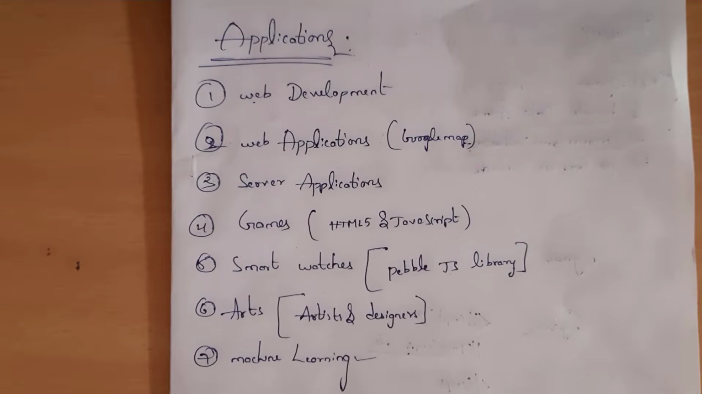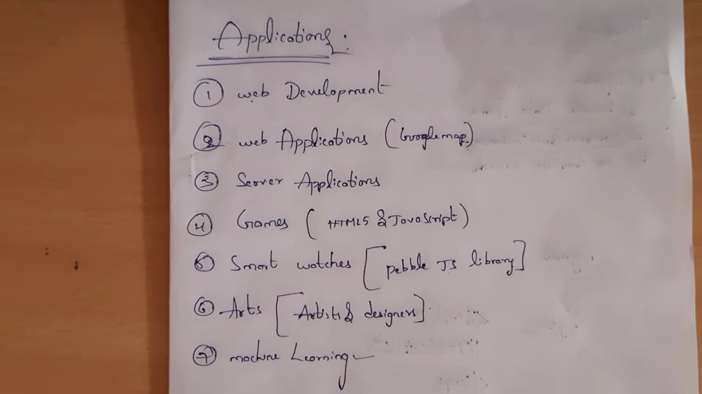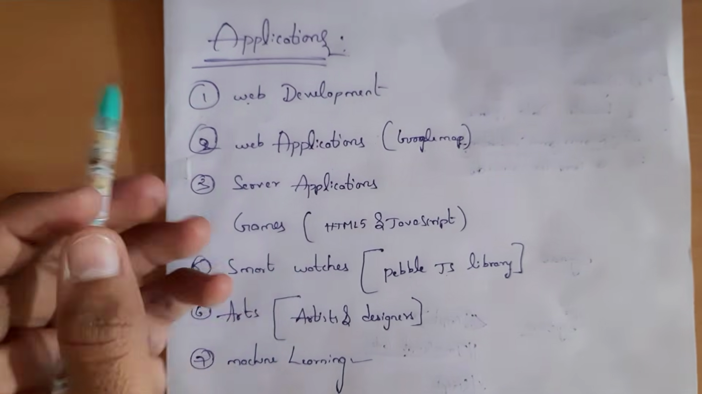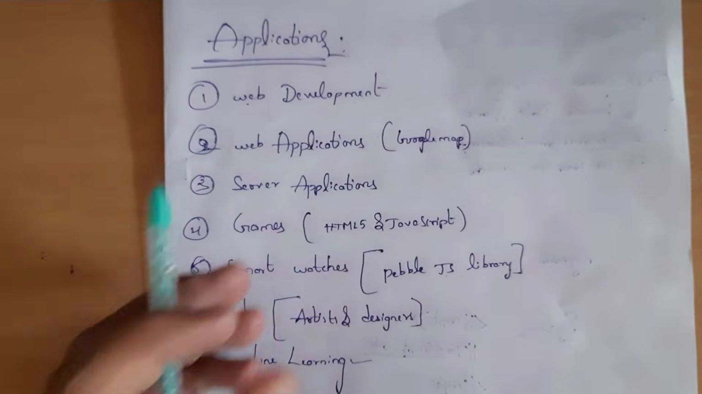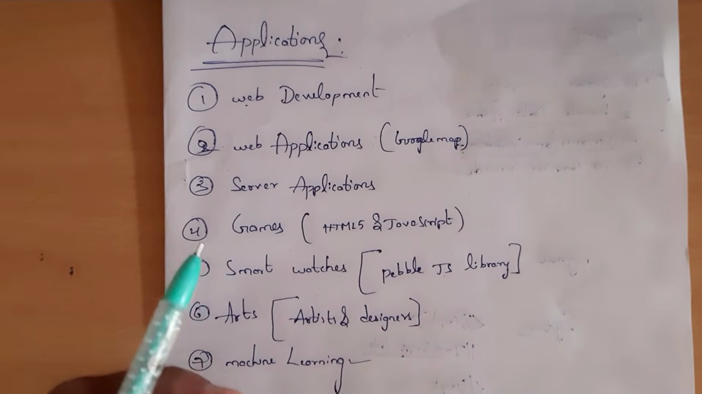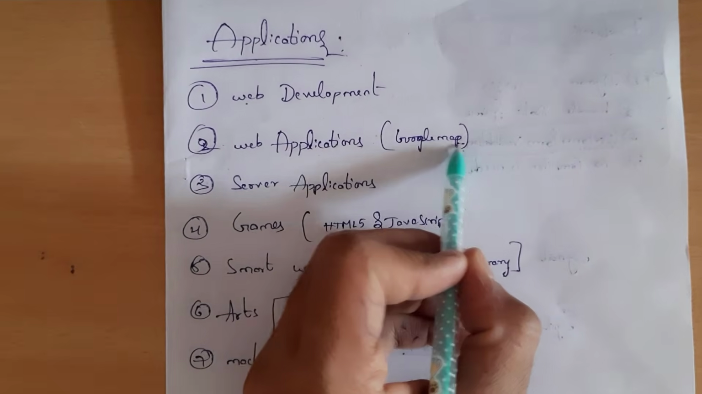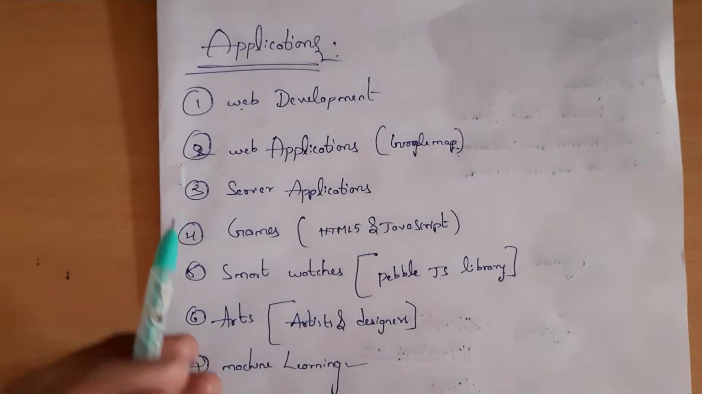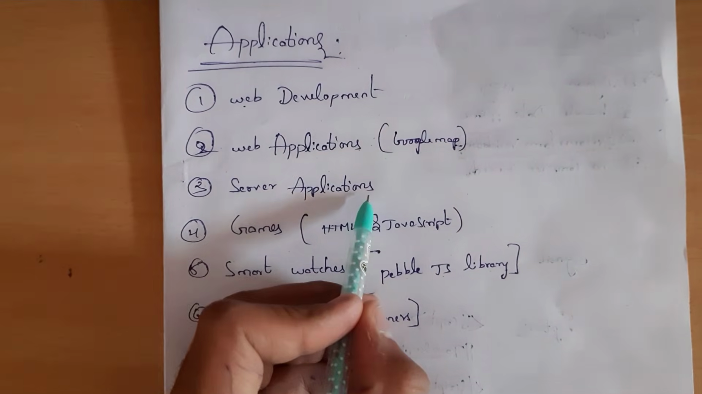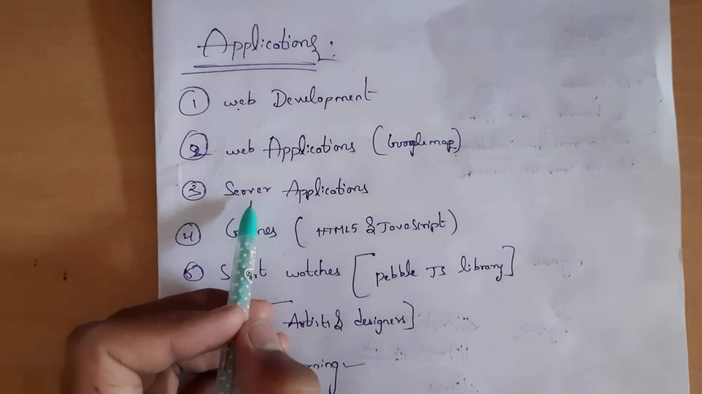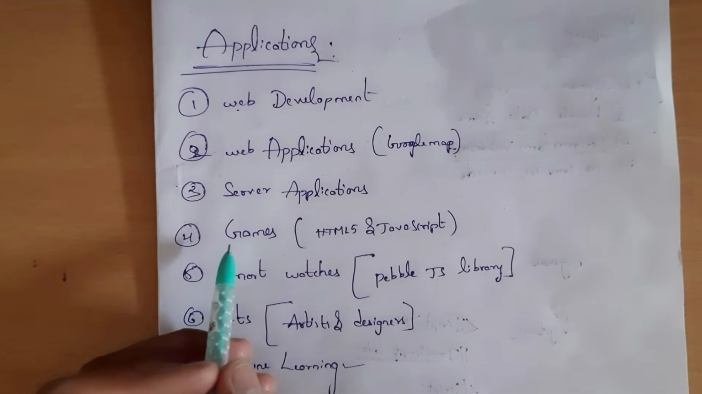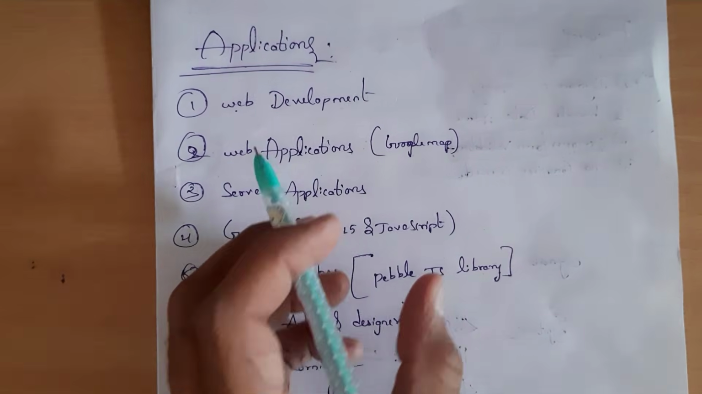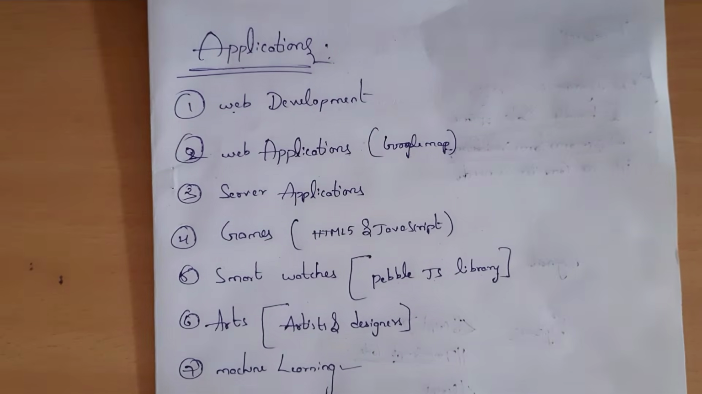This is the output. Next, applications of JavaScript. First one is web development. We can design various kinds of websites by using JavaScript. And next one is web applications. We can design various kinds of web apps by using JavaScript. For example, Google Maps, one of the famous applications, is designed by using JavaScript. And third one is, it is also used for server applications. In order to create server apps, we use JavaScript, and we can create games by using HTML5 and JavaScript. By a combination of these two, we can create various kinds of games.